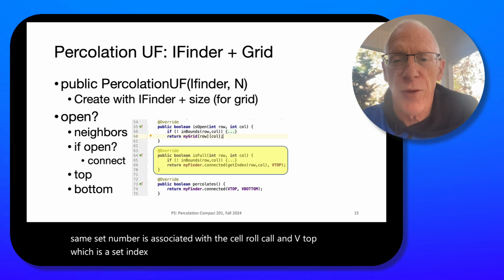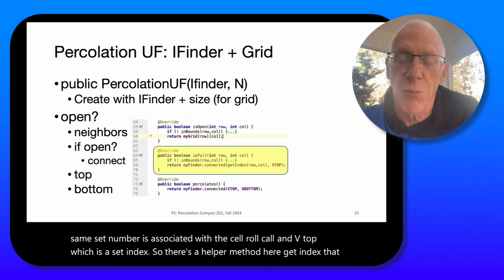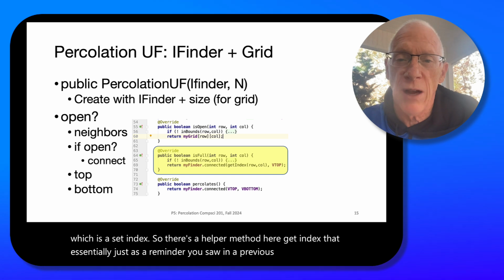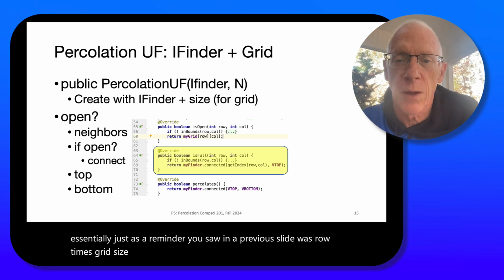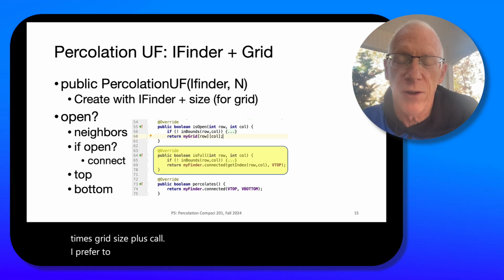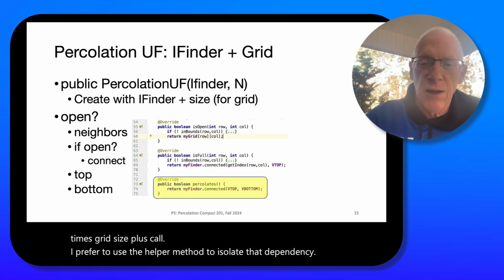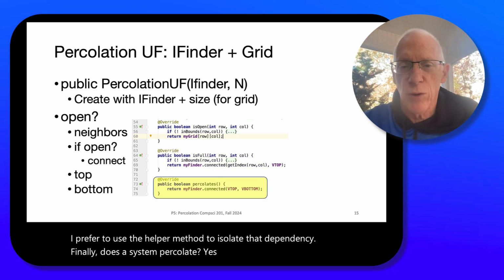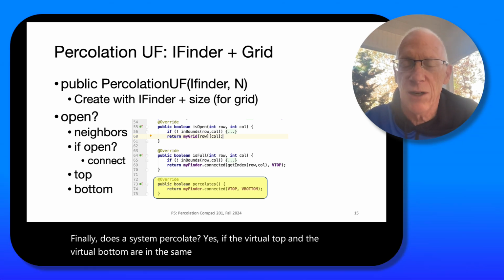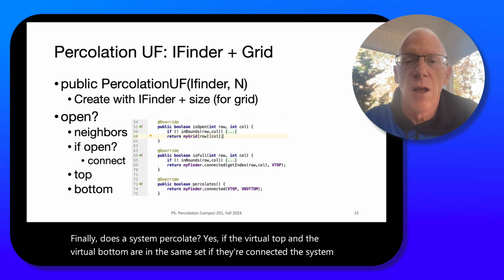So there's a helper method here, getIndex, that essentially, just as a reminder you saw on a previous slide, was row times grid size plus call. I prefer to use the helper method to isolate that dependency. Finally, does a system percolate? Yes. If the virtual top and the virtual bottom are in the same set, if they're connected, the system percolates.